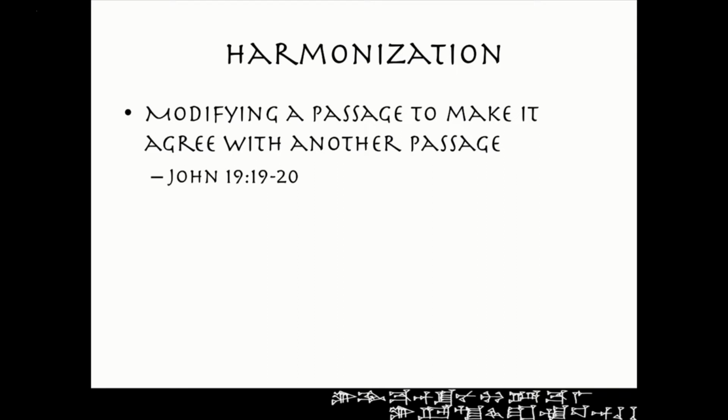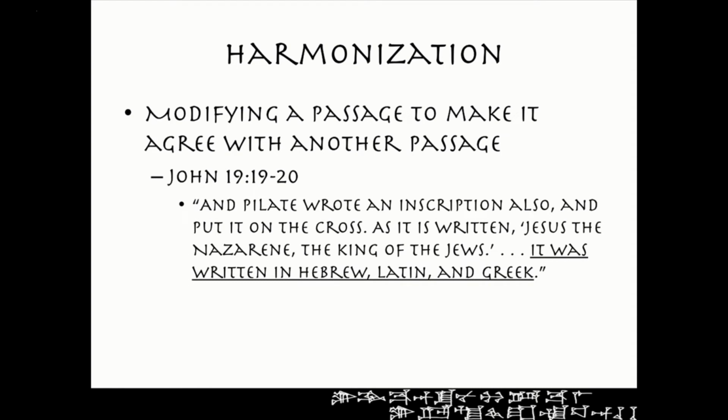So, in John 19, verses 19 and 20, we read, "And Pilate wrote an inscription also, and put it on the cross, as it is written, quote, Jesus the Nazarene, the King of the Jews." And at the end of verse 20, it was written in Hebrew, Latin, and Greek.